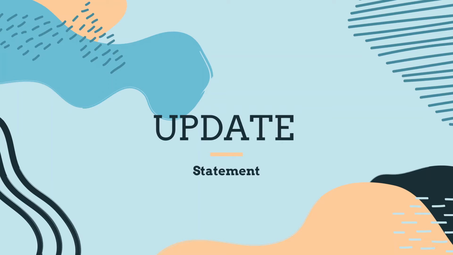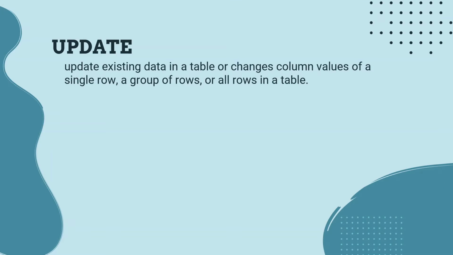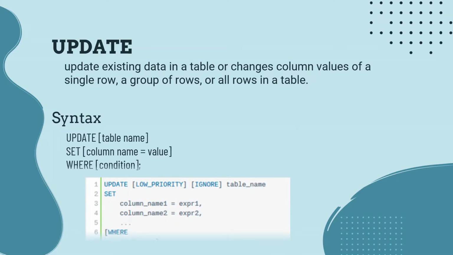Next, we are going to discuss the update statement. The update statement will update existing data in a table or change column values of a single row, a group of rows, or all rows in a table. The following illustrates the syntax of the MySQL update statement. In the update statement, first, we need to specify the table name after the update clause.